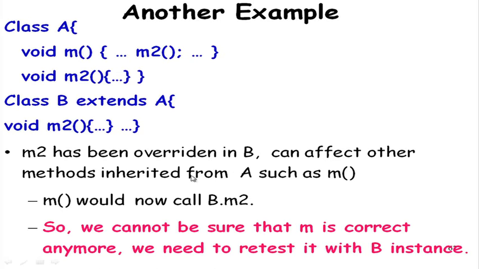Let us look at another example. Class A had a method M, which in its body was calling another method M2, and M2 was also defined in class A. So, both M and M2 are defined in class A, and M2 is called by M. Now, class B extends A, but then it has overridden method M2.